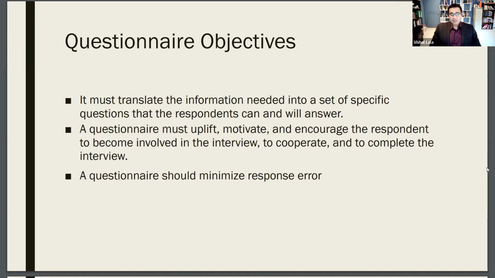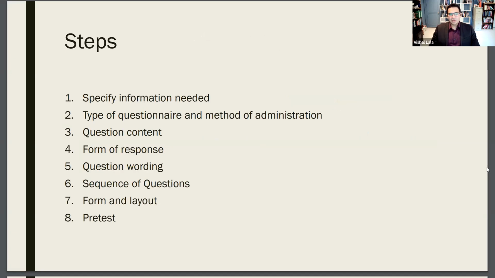Questionnaire should, of course, attempt to minimize response error by its formatting. And we're going to touch upon some of these issues as we go through the questionnaire here. The questionnaire design can be broken down into a couple of steps. I'm going to go through these one by one.